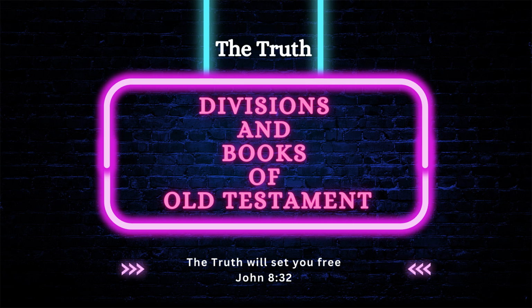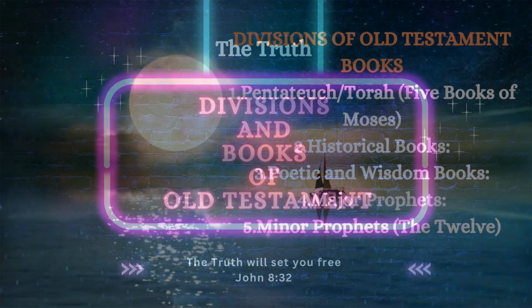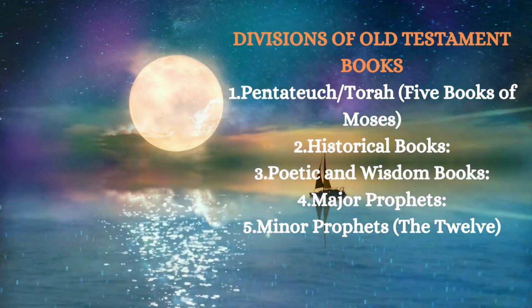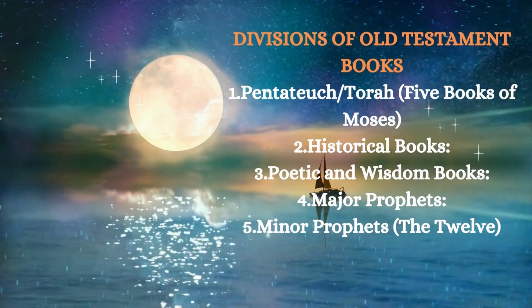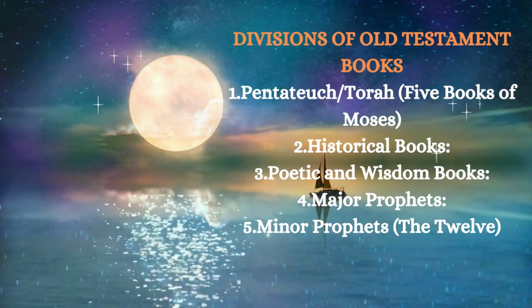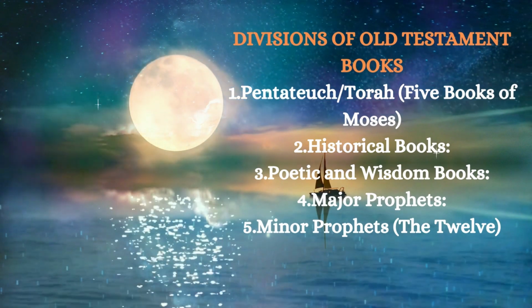Divisions and Books of the Old Testament. The 39 books in the Old Testament were divided into 5 parts. 1. Pentateuch or Torah, the 5 books of Moses. 2. Historical books. 3. Poetic and wisdom books. 4. Major prophets. 5. Minor prophets, the 12.